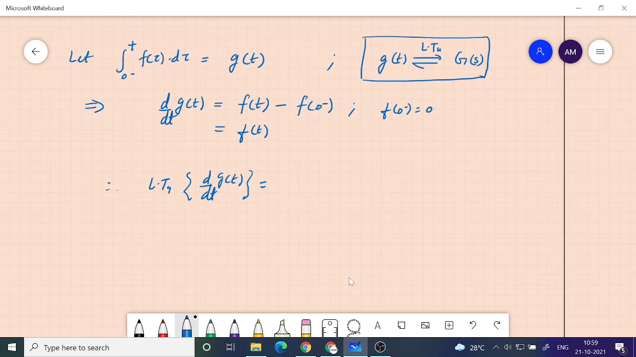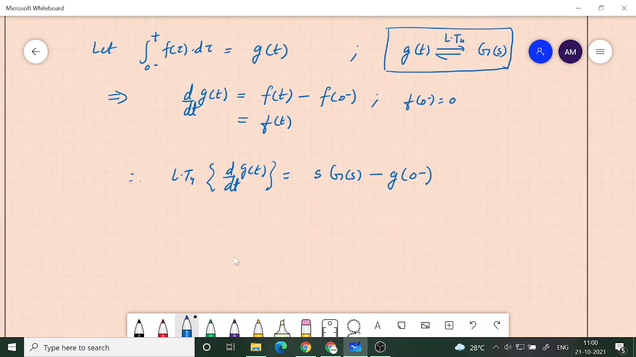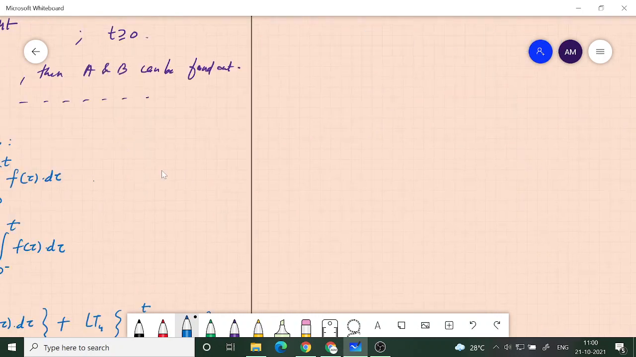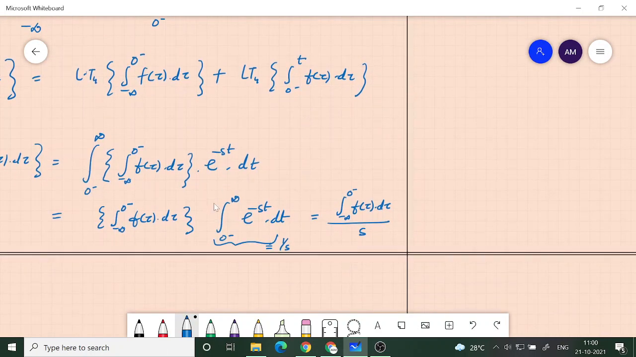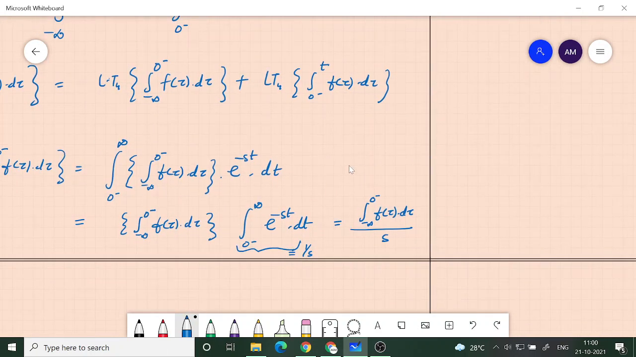Okay, and then if I have the Laplace transform of g of t as G of s, then the Laplace transform of the derivative of that function is what? So that we know. It is basically s times G of s minus g of 0 minus. So there are two terms here, which I split into two terms. The g of 0 minus is basically the first term. So this is basically g of 0 minus.